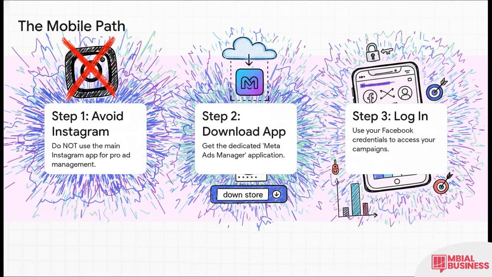Now, what if you have to manage things from your phone? First rule, do not use the main Instagram app for this. There's a totally separate, dedicated app called Meta Ads Manager. You have to download that one. Log in with your Facebook info, and you'll have a much more powerful interface for managing things on the move.